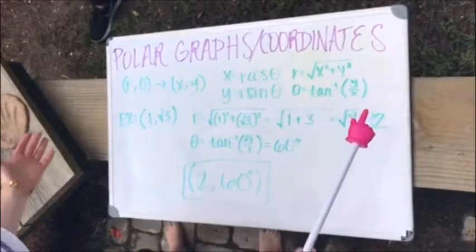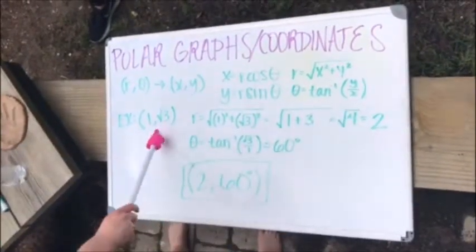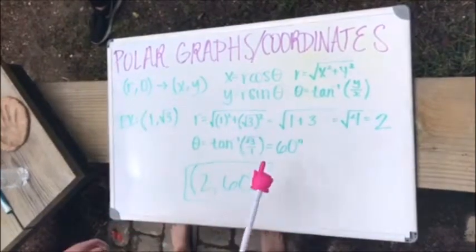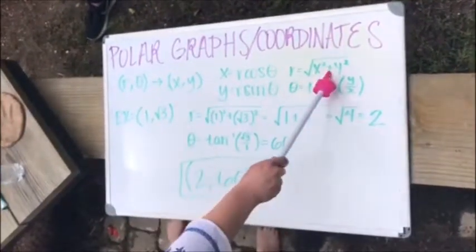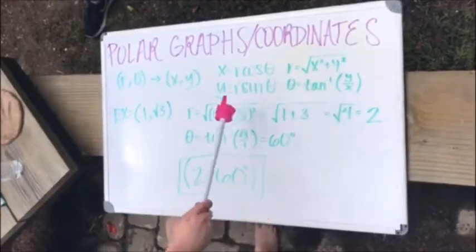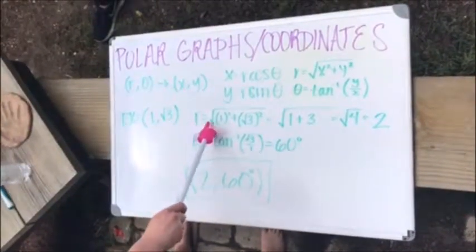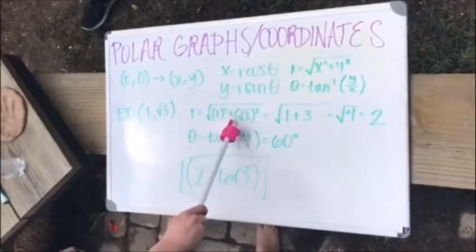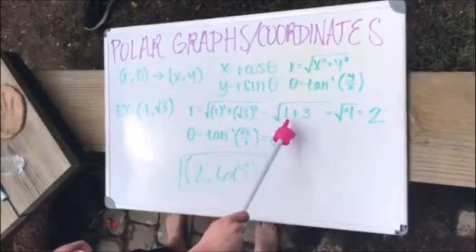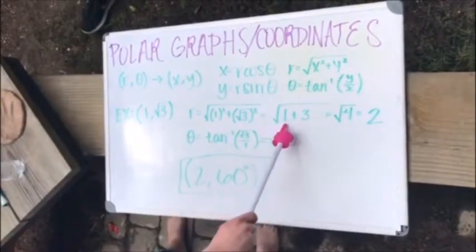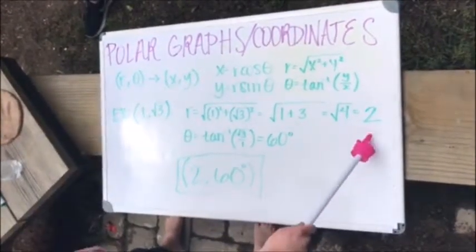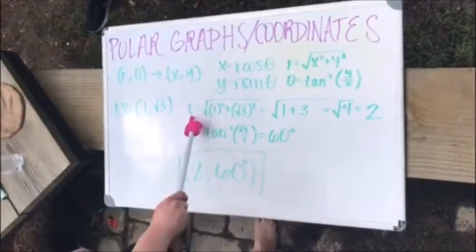Alright, back to polar graphs and coordinates. For this example, we're given rectangular coordinates, and we need to convert to polar. So again, we refer back to these two formulas, and for r, we do the root of x squared plus y squared, which gives us square root of 1 plus 3, which is square root of 4, and equal to 2. So that will be our radius value, or r value.